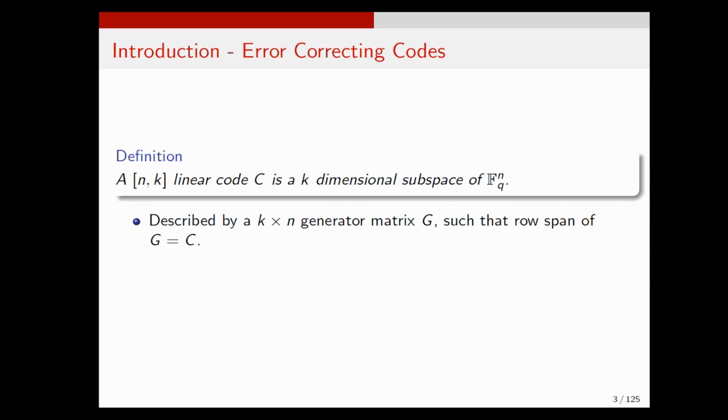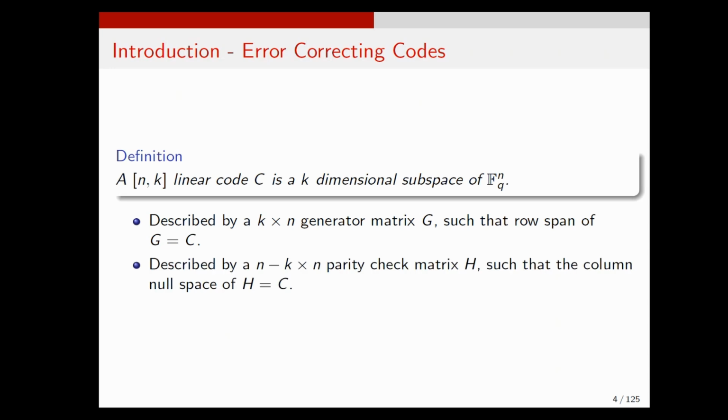Another way is to describe the relations the subspace satisfies. A k-dimensional subspace should satisfy n minus k linear relations. So another way to describe a code would be a parity check matrix. You need n minus k linearly independent linear relations, and the column null space of my parity check matrix will also define my code. So there are two ways to look at it: either you look at the generator matrix or you look at the parity check matrix, and we'll be using both of them throughout this talk. So this definition is clear.